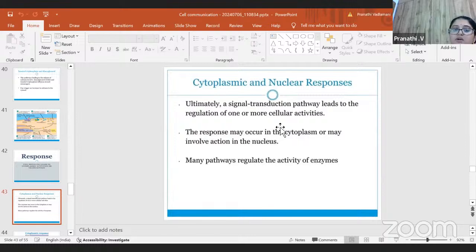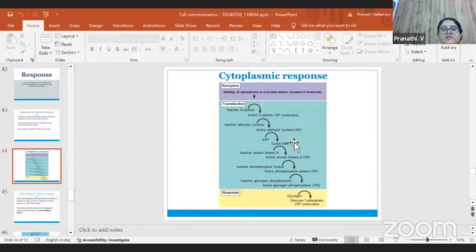So, like I told you, it is the cellular and the nuclear responses that we get to see. So, any kind of cytoplasmic responses, binding of epinephrine. We are looking at your cyclic AMP pathway basically over here, the cAMP pathway. So epinephrine, or adrenaline, is binding to a G protein coupled receptor, and this inactive G protein coupled receptor becomes activated.